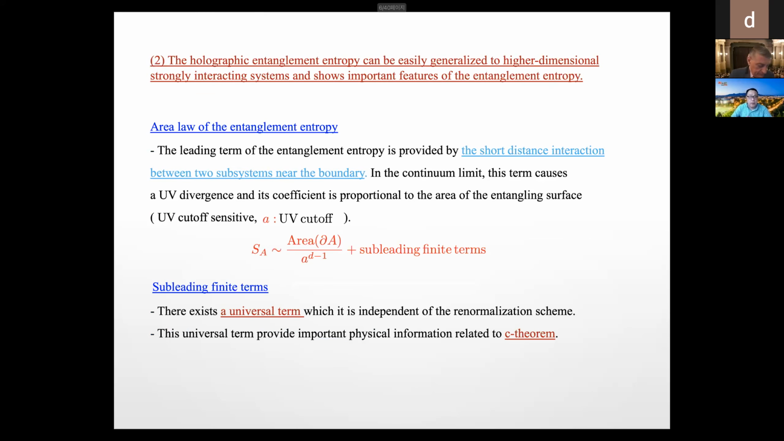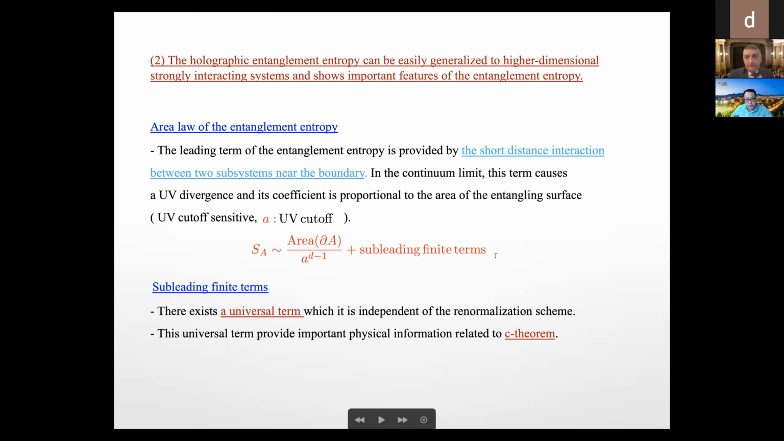Okay, so this two-dimensional example provides much evidence for the Ryu-Takayanagi formula. Entanglement entropy shows some important features, and it contains much important information.